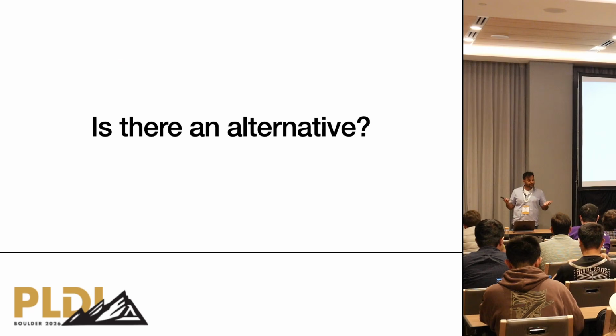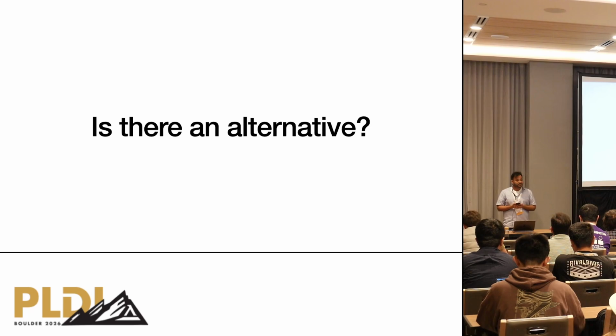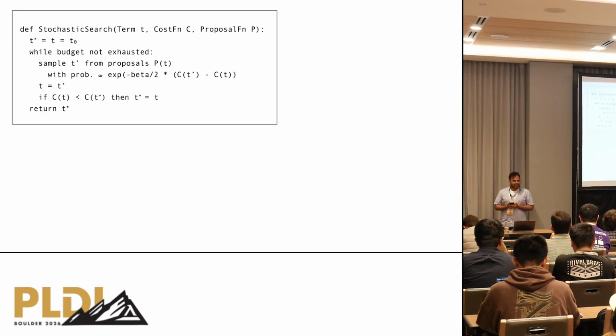Is there an alternative? EqSat solves a certain kind of problem. Are there other methods to solve the same problem? Well, EqSat is not the only one. Perhaps the main contender is stochastic search.